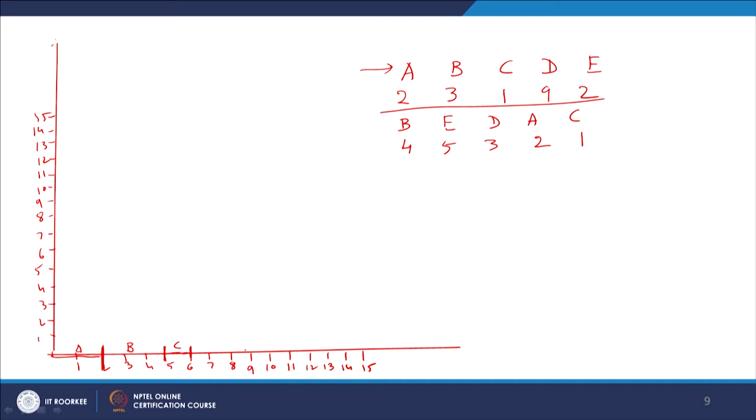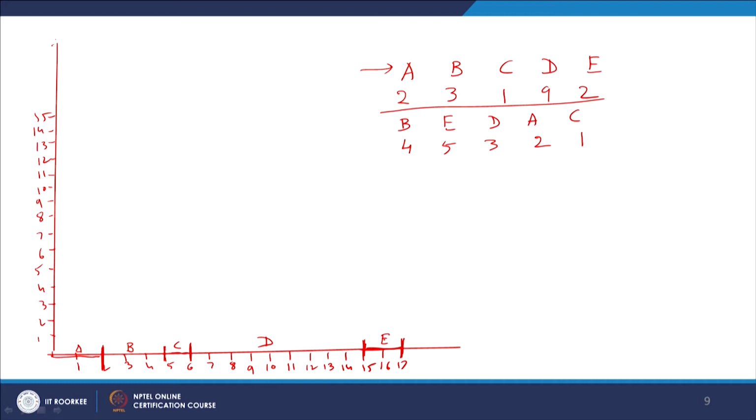So, 1, 2, 3, 4, 5, 6, 7, 8, 9. This is our D. And finally, we need 2 more. So, 16 and 17 have to be added. So, this one is the last one, that is E. I hope everybody has understood how this data has to be implemented on the x axis.